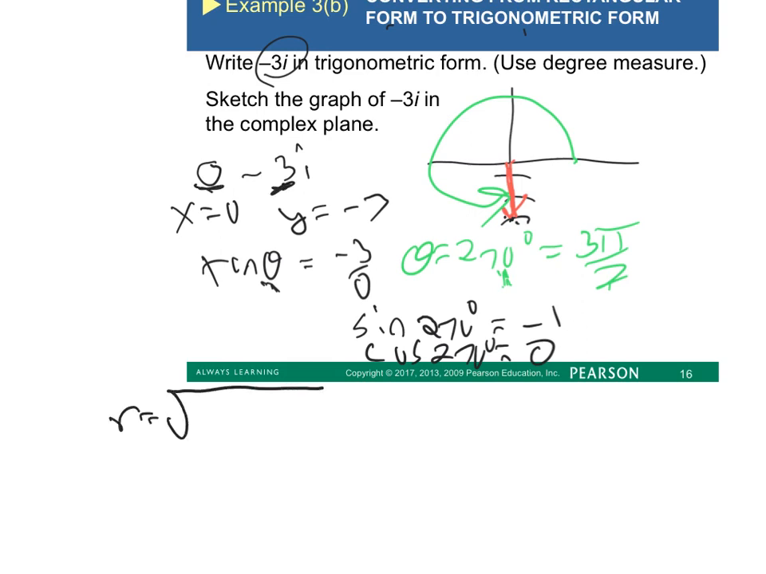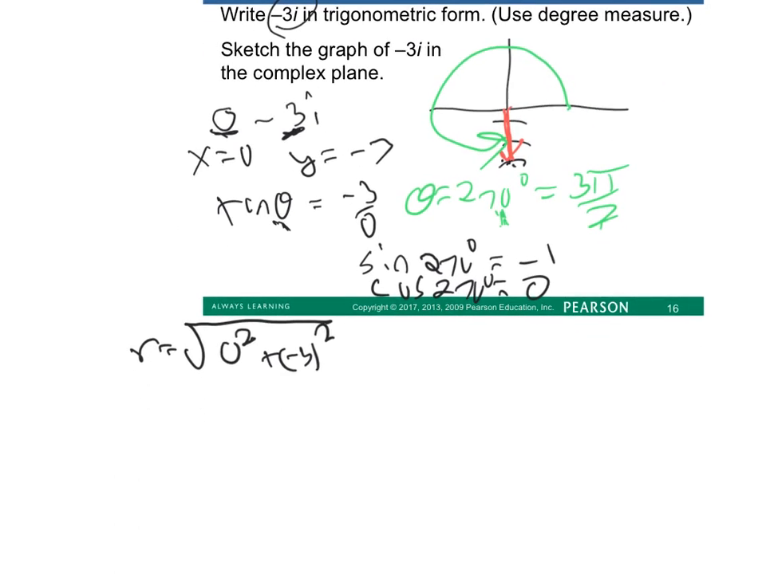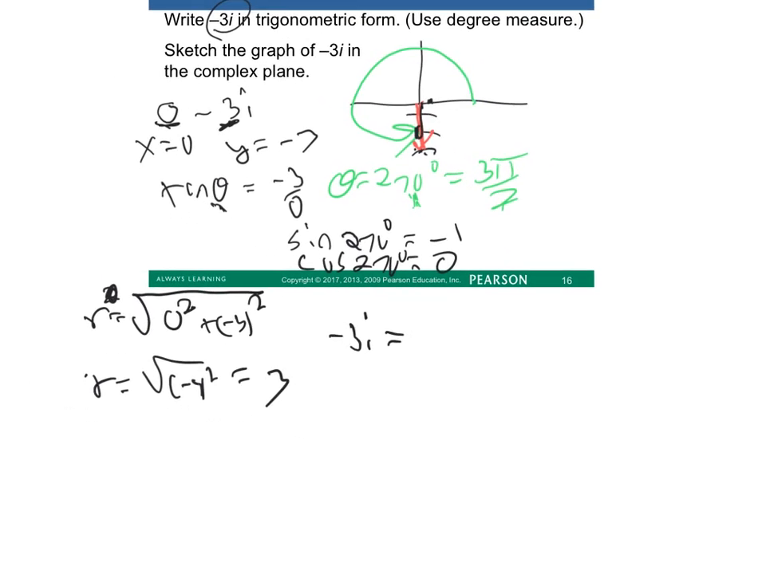R is the square root of 0 squared plus negative 3 squared. I think I messed up on the other problem; I may have put a square on that. Once I square root it, R is the square root of negative 3 squared, which is, believe it or not, just 3. Well, count it: 1, 2, 3. There's your R.